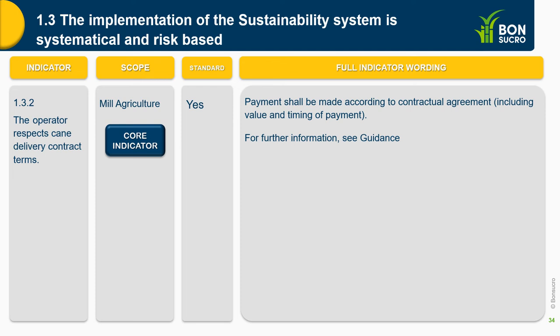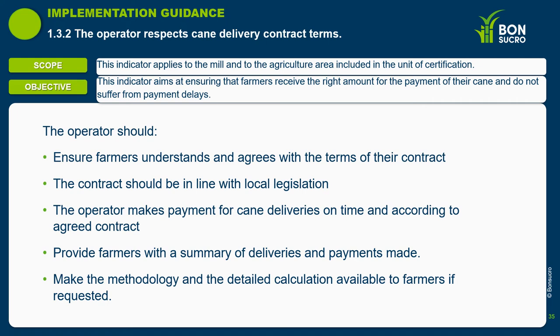The second indicator of this criterion is that the operator respects cane delivery contract terms. Payment shall be made according to contractual agreement, including value and timing of payment. So respecting that agreement is a core indicator, of course. From the implementation point of view, the operator should ensure farmers understand and agree with the terms of their contracts. The contract should be in line with local legislation. The operator makes payment for cane deliveries on time and according to agreed contracts, provides farmers with a summary of deliveries and payment made in the bill of payment, and makes the methodology and the detailed calculation available to farmers if requested. So the contracts need to be clear and understood by all the farmers and the company, to be sure that they understand all the aspects of this contract.